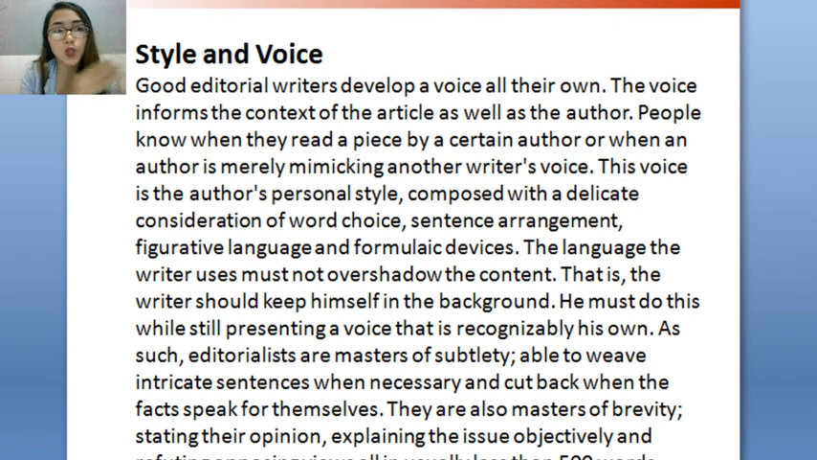Kaya nga, di ba, may mga choices doon kung anong style na gusto mo. Kung gusto mo bang maging informative enough sa mga magbibigay ng information sa readers mo, or if you are more into criticism, ikikritik mo yung ibang work, or you are very appreciative enough na pinipraise mo yung mga taong dapat i-praise. And that is, the writer should keep himself in the background. He must do this while still presenting a voice that is recognizably his own.